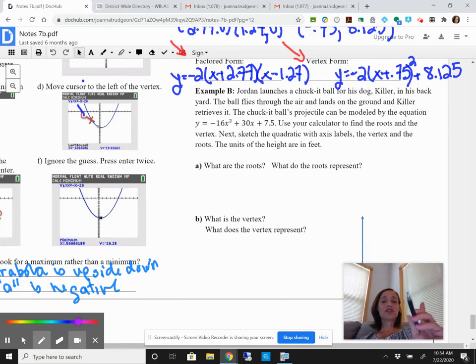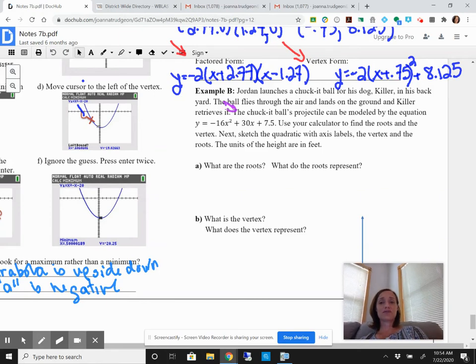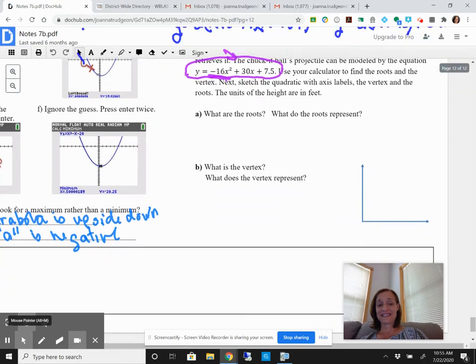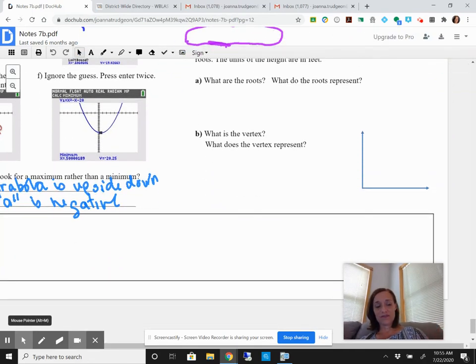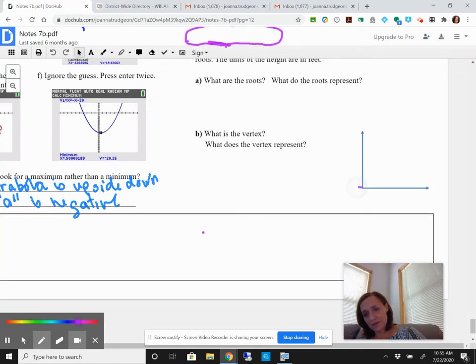The chuck-it ball's projectile can be modeled by this equation right here. Use your calculator to find the roots and the vertex, and next sketch the quadratic and label the axes. The units of height are in feet. And actually we know that, remember how we did that other problem, that negative 16 is indicating this is a problem that's in feet and seconds.